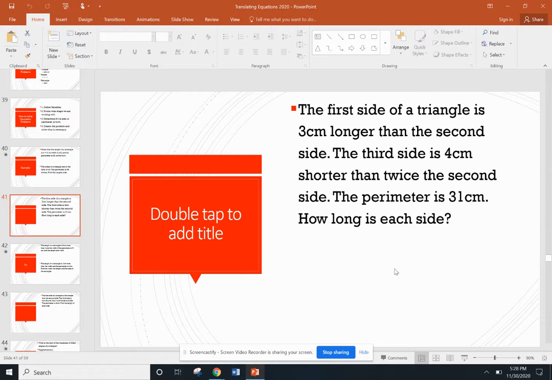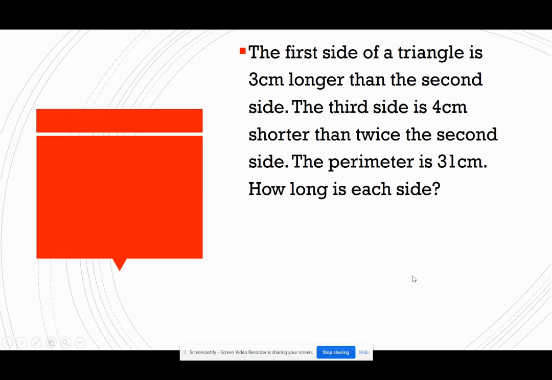Okay, so I'm going to go over the first part of the geometric problems. So we have a problem that talks about the first side, the second side, the third side. We are going to label this as F equals first, S equals second, and T equals third. So now we're going to break it up and look at the first sentence.